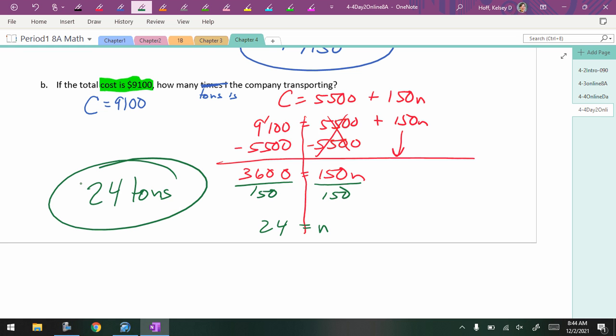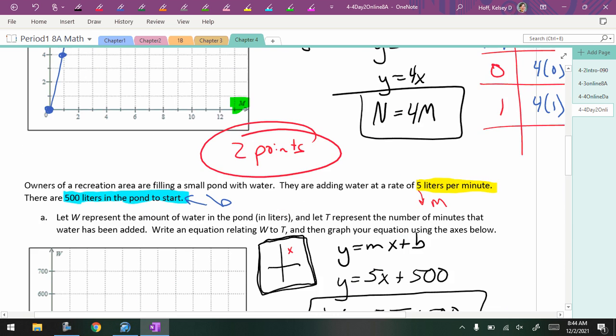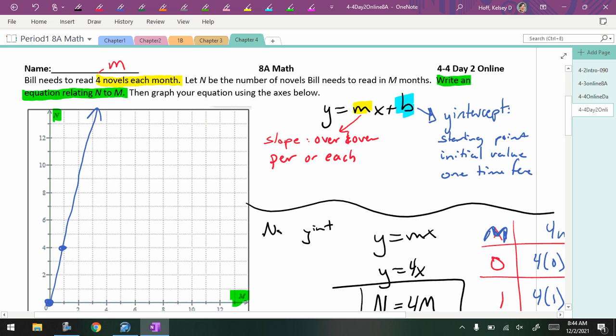What two words mean slope? Per and each. Your y-intercept is a number that is getting you started. Do you always have to have one? No, just like that very first problem with the books. Okay? Grab some scratch paper and get started. I want to be able to do an activity tomorrow, but that takes full effort today. Full focused effort.